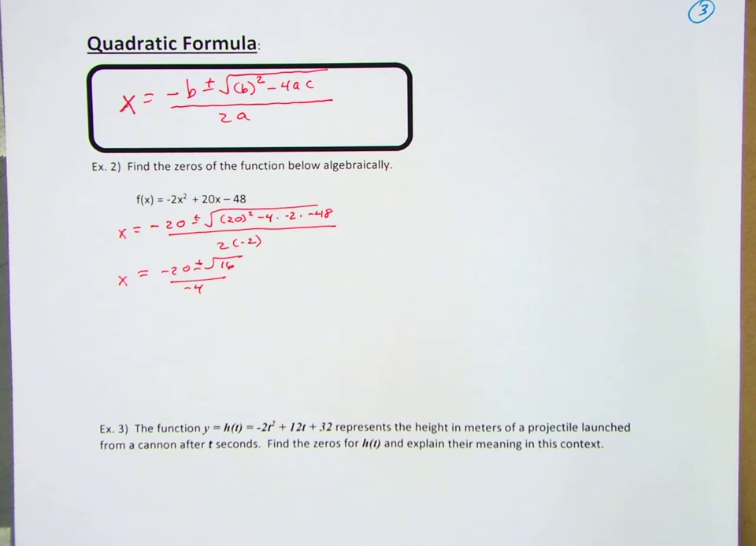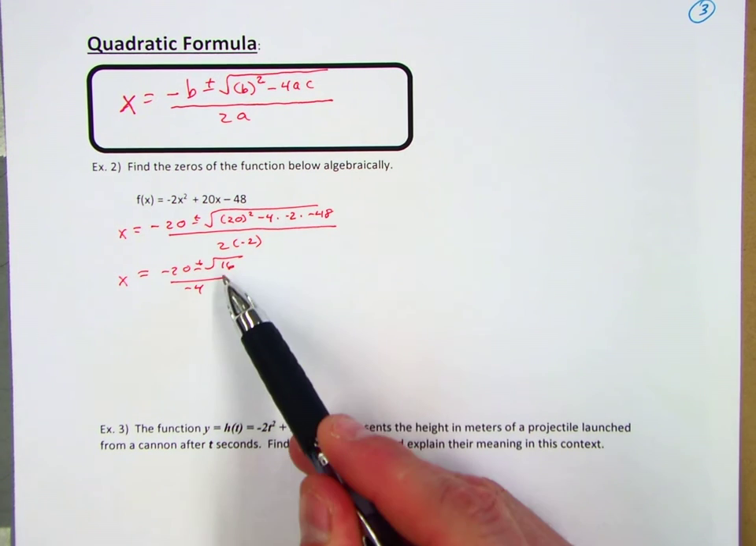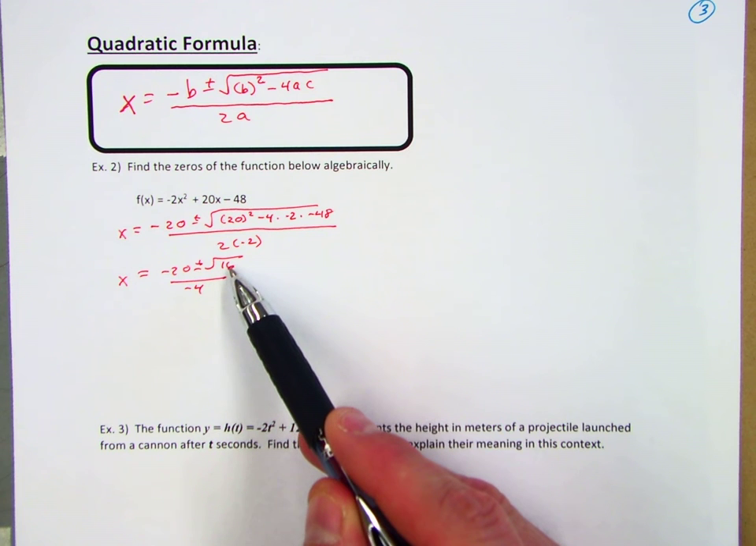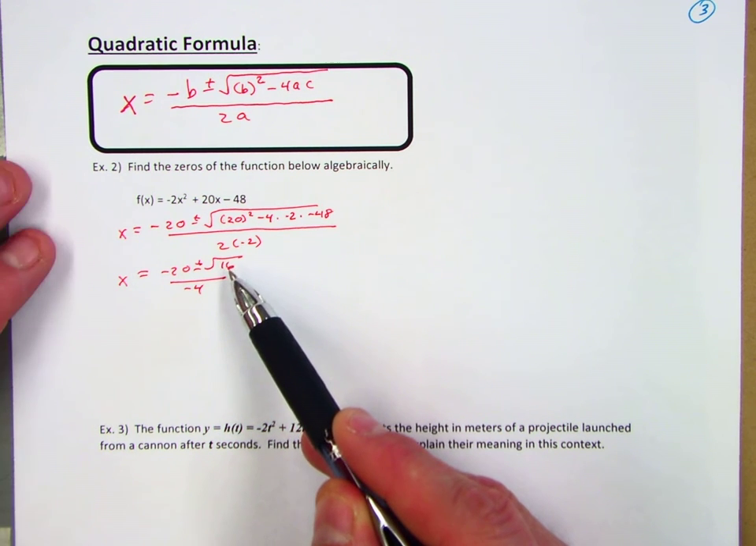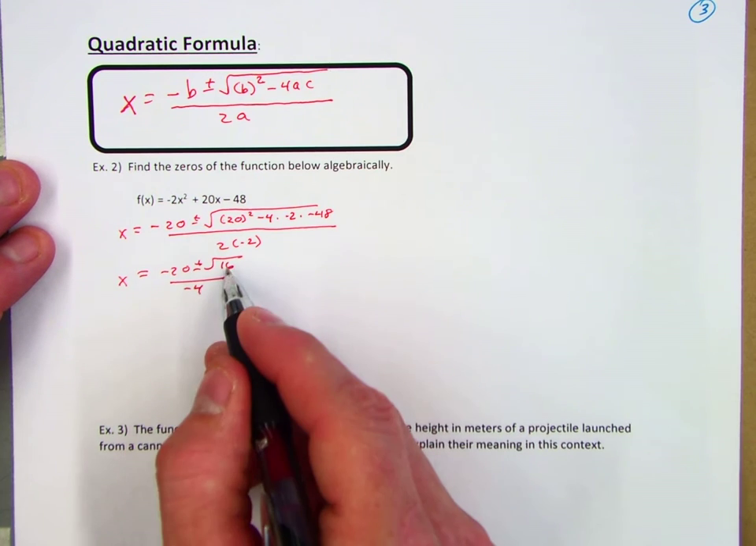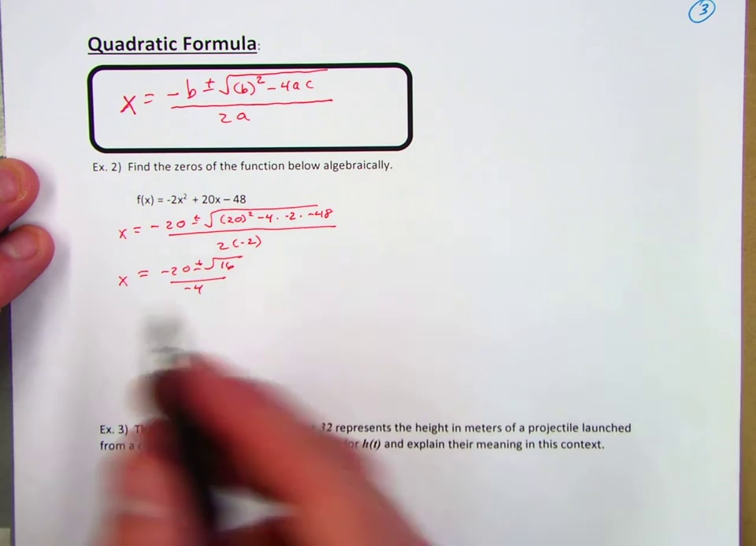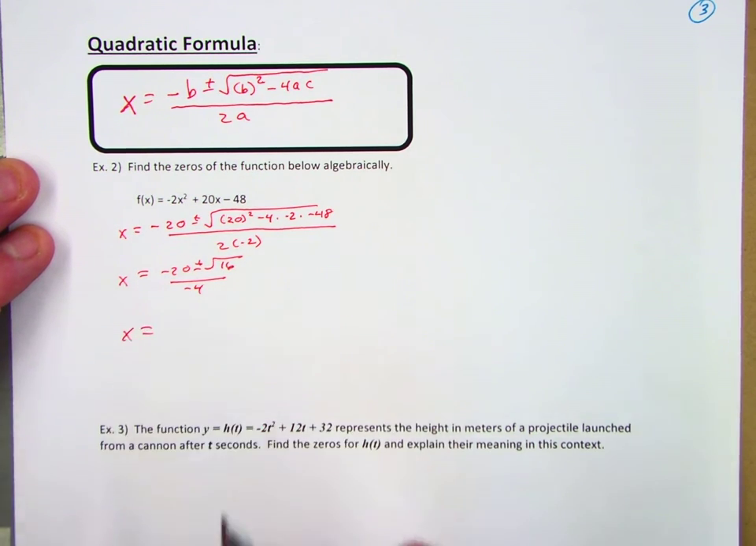Okay, inside the radical we get 16. Whenever you're doing one of these questions, it should always be positive. You can't take the square root of a negative. If you get a negative, you probably entered it wrong in the calculator. Double check. If that does come out to be negative, that means there's no solution. We'll talk about that one later as well.